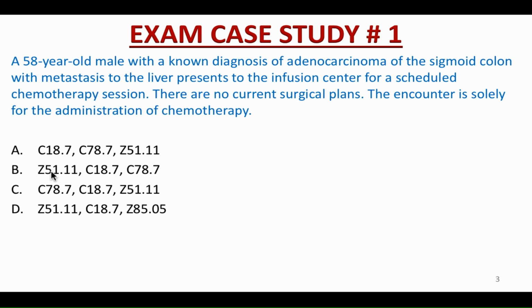Now take a look. B and D both start with Z51.11, so they belong to the same group. A starts with C18.7 and C starts with C78.7, so those are two separate groups. So now we have three groups based on three different first listed codes. At this point, I want you to pause the video, open your RHIT book, and look up each of these codes. Find out what each one represents. Please pause the video and look up the codes now.